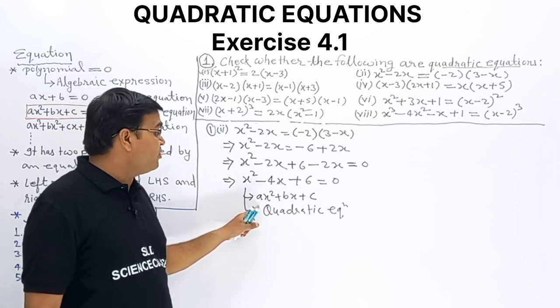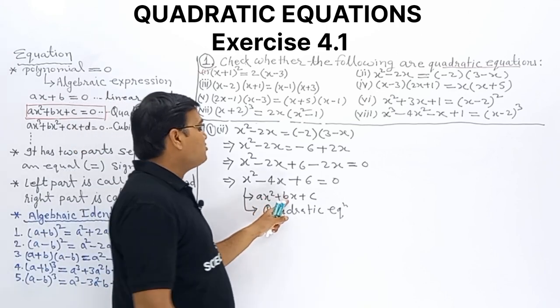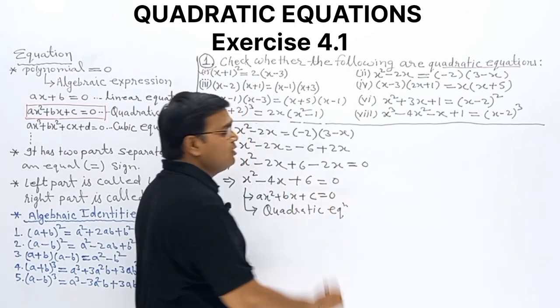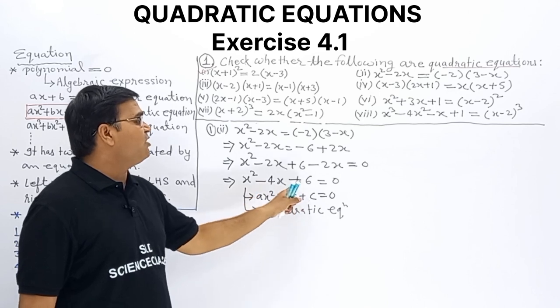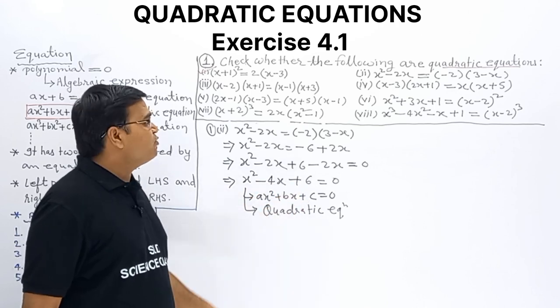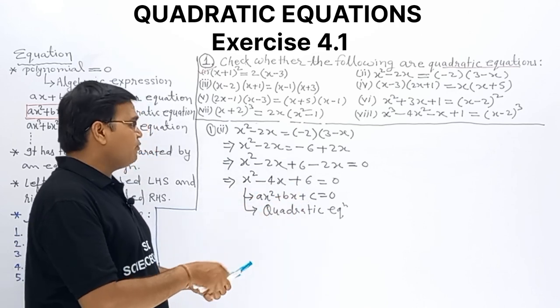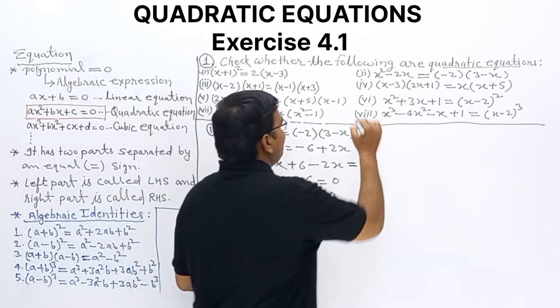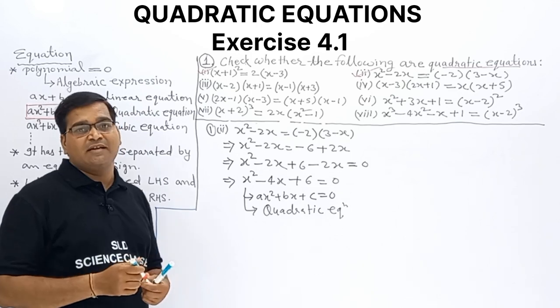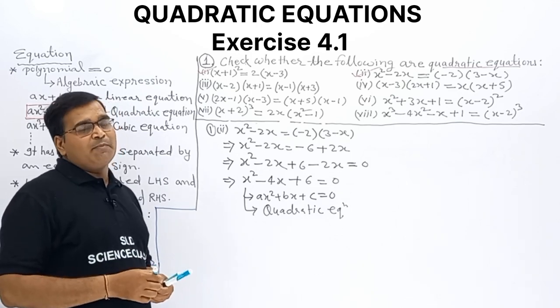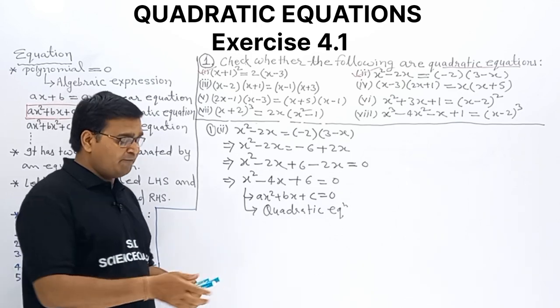And what is the general form of the quadratic equation? ax square plus bx plus c should be equal to 0. So similarly, a is 1, b is minus 4 and c is equal to 6. So this one is what? Quadratic equation. Are you getting how we are solving? Question number 1 and question number 2 both are quadratic equations. Why? After solving we are getting the general form.